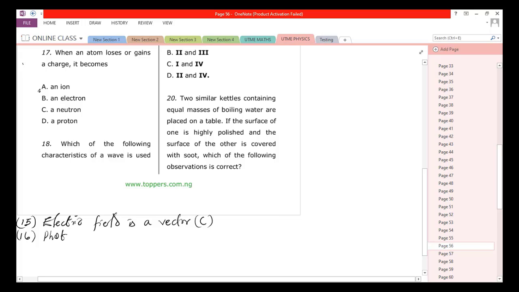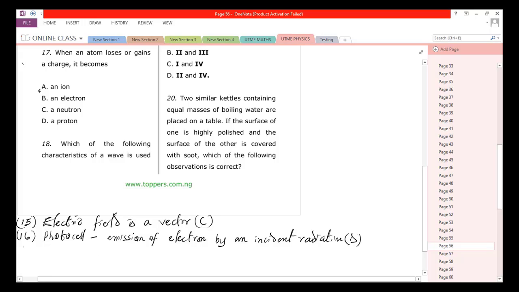Electron photocell works with what? Emission of electron by an incident radiation. That's D.